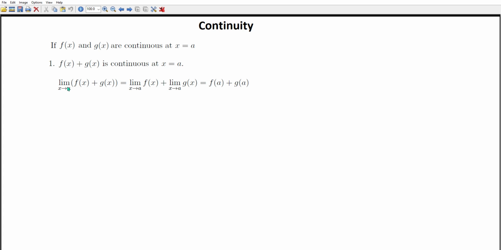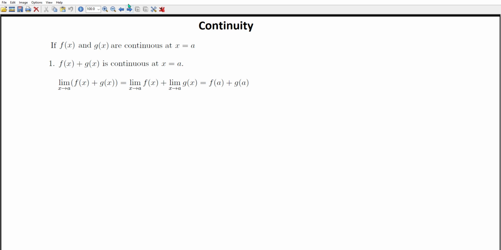The limit as x goes to a of f of x plus g of x we saw previously is the limit as x goes to a of f of x plus the limit as x goes to a of g of x. And because these guys are both continuous, this is f of a, that's g of a. If you read across here, it says the limit of f of x plus g of x is f of a plus g of a, which makes this a continuous function.